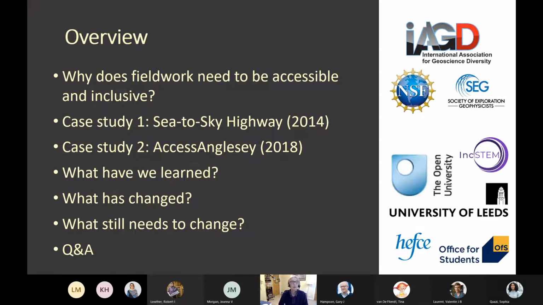I'm then going to summarise what we've learned, what I think's changed since we delivered those field trips, and what, in my opinion, still needs to change. So I'm going to be focusing on students' learning experiences and the barriers that our students face. I acknowledge that there are experiences and barriers relating to academic staff that are also a really important part of this whole picture, but that's not something I'm going to be talking about today. I'm just going to focus on the students.